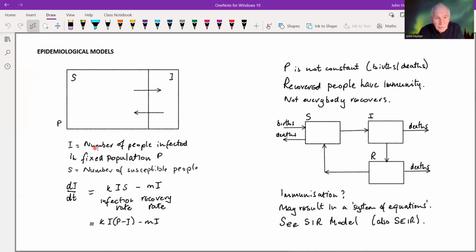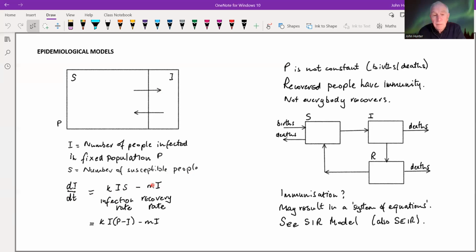So here we go. If I is the number of people infected in the fixed population, P, and S is the number of susceptible people, then the number of people infected is going to be, well, this is what it's increasing by. So that's what's going into this box, if you like, here. And then this is what's coming out due to recovery. Now, how do we calculate the rate of infection?